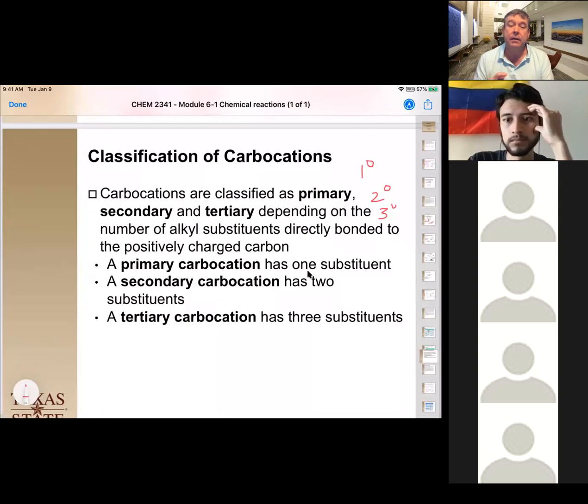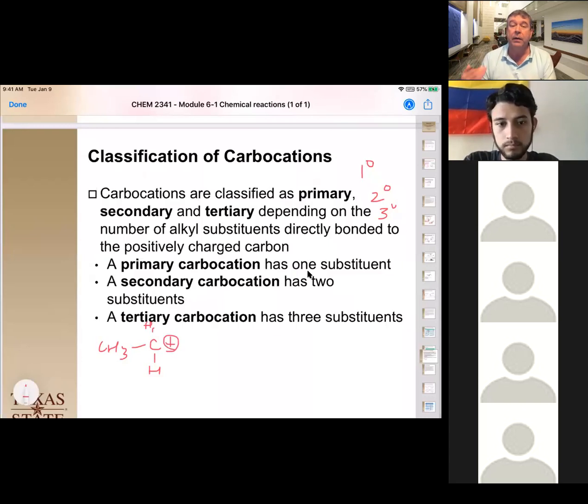So the key here is that a primary carbocation is one with only one substituent. That means if we had a CH3 and a carbon, and let's put 2 hydrogens on it, and it has a cation on it, that is a primary carbocation. It has 1 carbon attached to it. Now we also have what we call a methyl cation, which we never form. It's very hard to do.